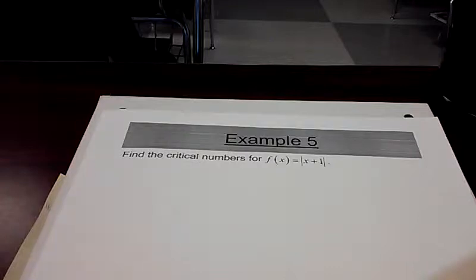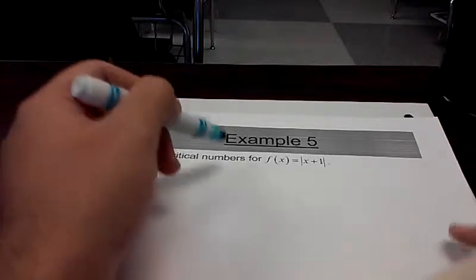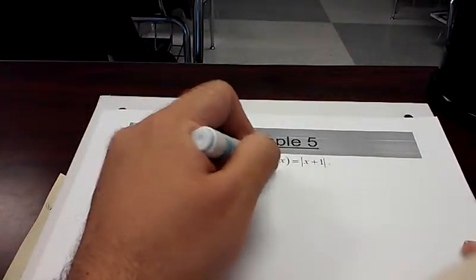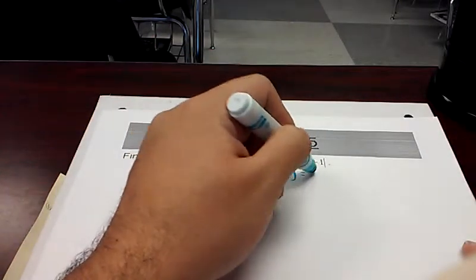All right, guys, first thing I want you to notice is that this is an absolute value function. So this is where we've got to watch out for where the derivative not necessarily equals zero, but where does the derivative not exist. So I've got to find the critical numbers. So the first thing I need to do is I need to know what the derivative of this function is.